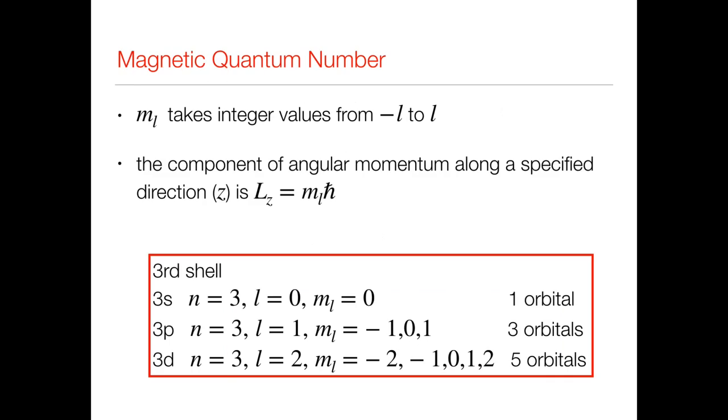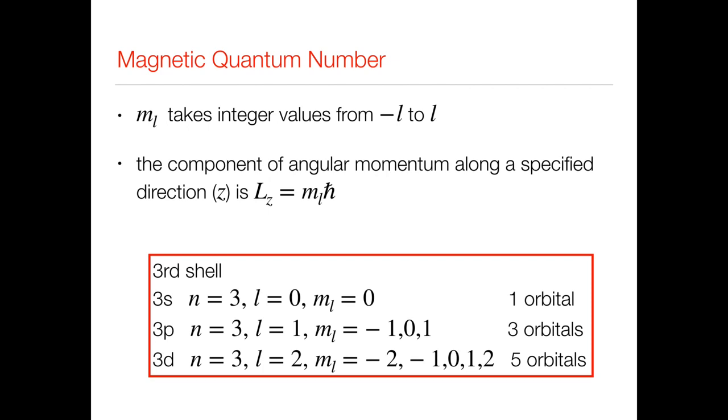Now the magnetic quantum number. m_l takes integer values from minus l all the way up to l. What this physically corresponds to is the component of angular momentum along a specified direction, and by convention, we call that the z direction. So L_z, the component of angular momentum along the z-axis, is m_l lots of h bar.